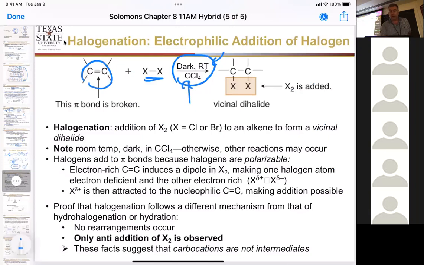So it could be chlorine or bromine. Turns out iodine is not reactive enough. It's an endothermic reaction, and fluorine is too reactive. It practically explodes. So the only useful two are the chlorine and the bromine.